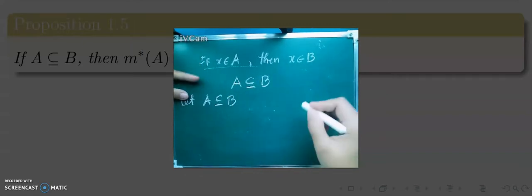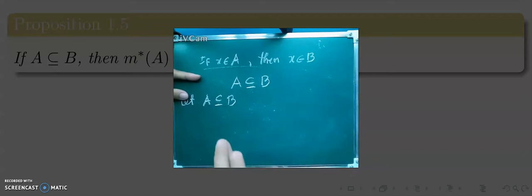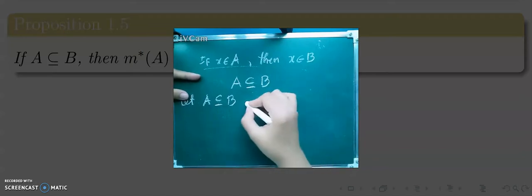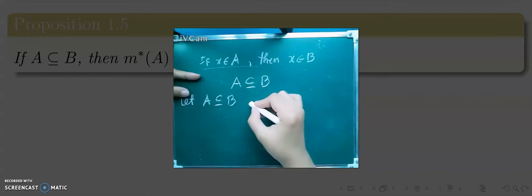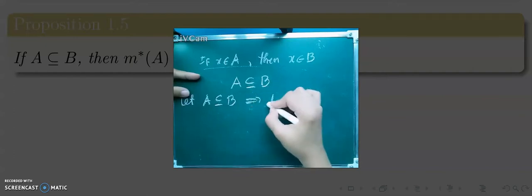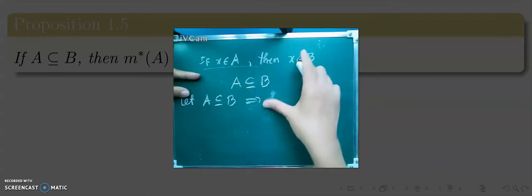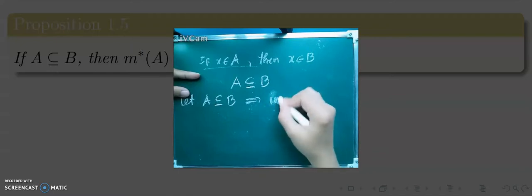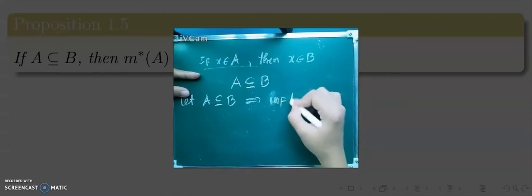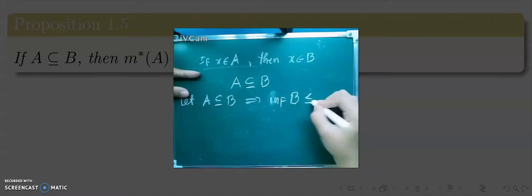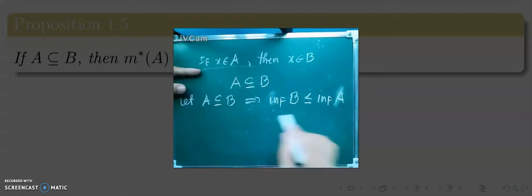And also, for the infimum, if we let A be a subset of B, the infimum has the opposite ordering. So we have here the infimum. This means that the infimum of B is smaller than or equal to the infimum of A. Now, why is this so?